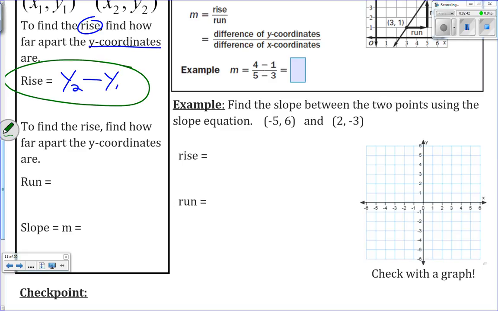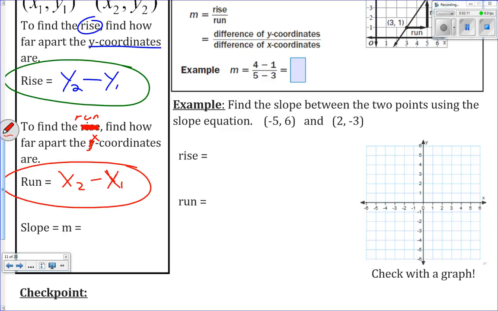Same thing here. Oop, this is a typo. To find the, cross out rise, and let's write run right there. And cross out y and put x coordinates. So to find the run, we need to find out how far apart the x coordinates are. So the run would be the second x coordinate minus the first one. That's super important. Okay? The run is x2 minus x1.